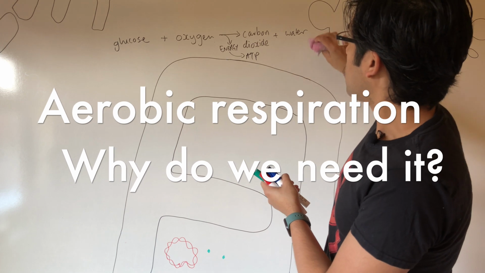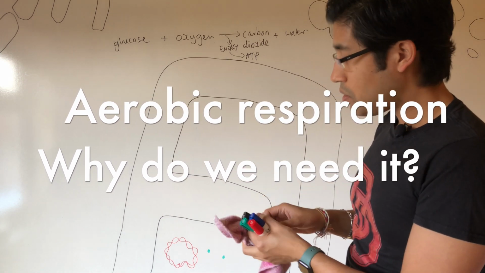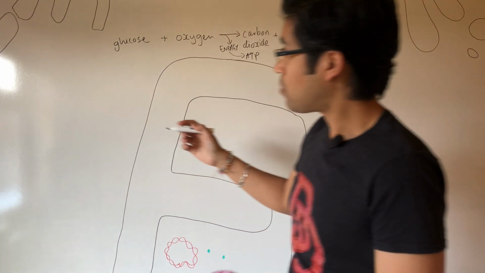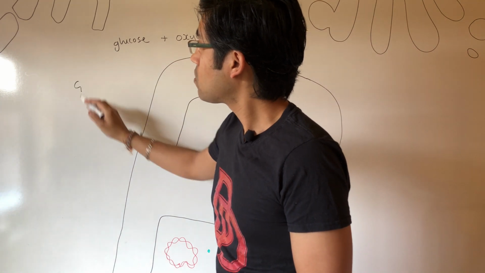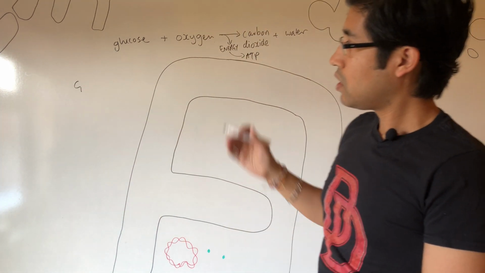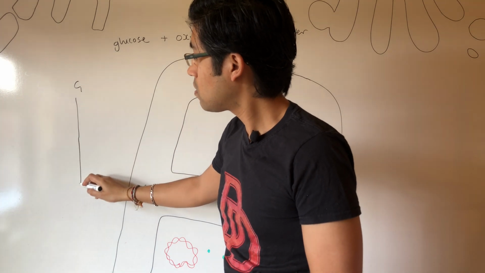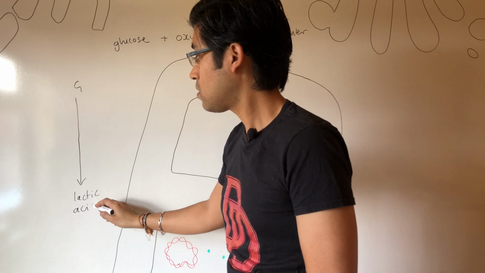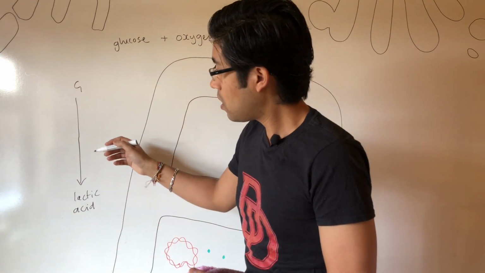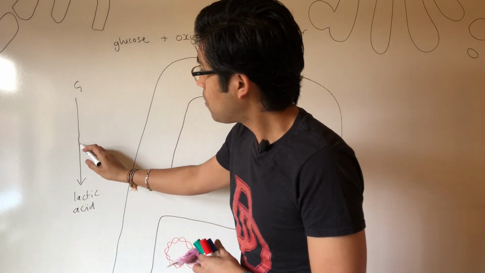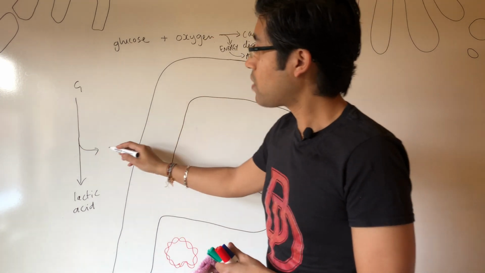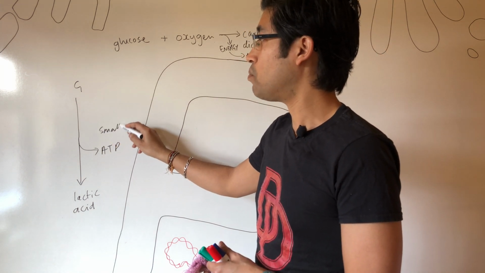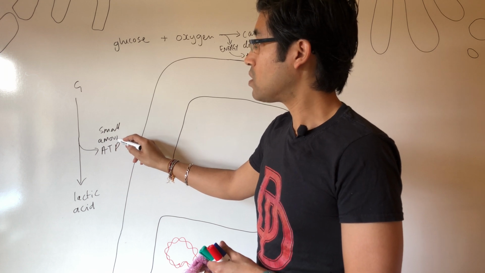Let's not forget that cells can generate ATP anaerobically. In the cytoplasm, the glucose, which I'm going to simplify to G now, can be converted to lactic acid, and this lactic acid can be produced and then metabolized, and as a consequence of that we can get some ATP made, but it's a very small amount. This is the key point, that anaerobic respiration, i.e.